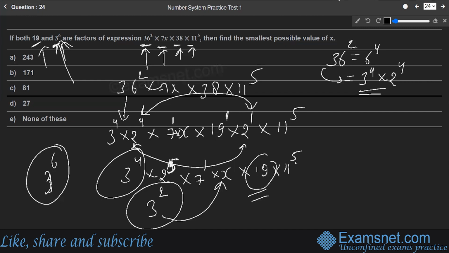So the ultimate x value is 3 squared, that will complete the expression, and all the factors will be available. So 3 squared is going to be 9. So the right answer is 9. It is not available in any of the options, so we have to take option E.